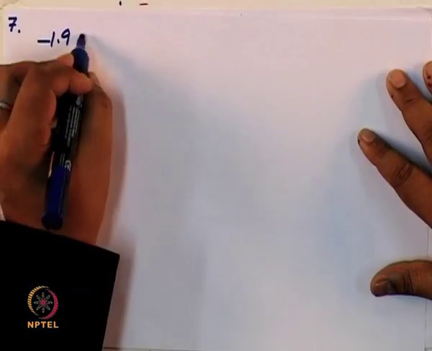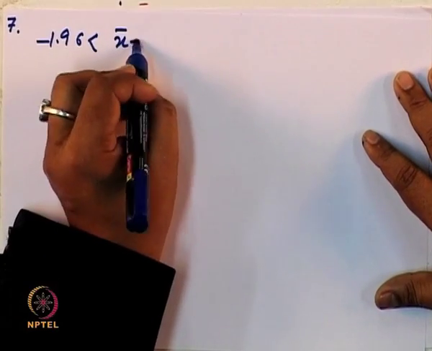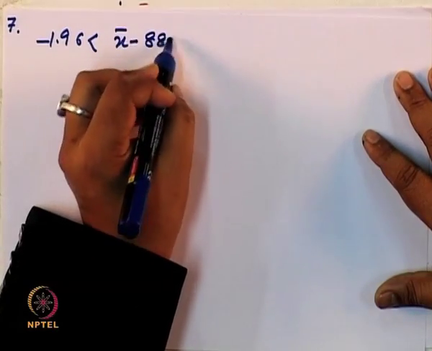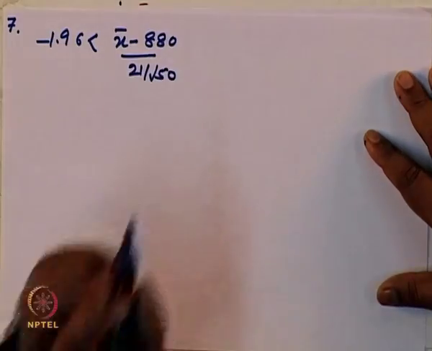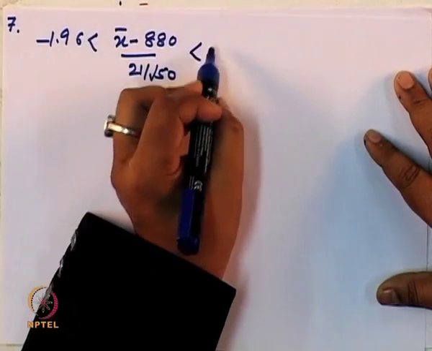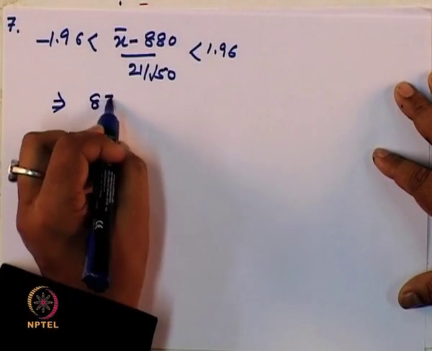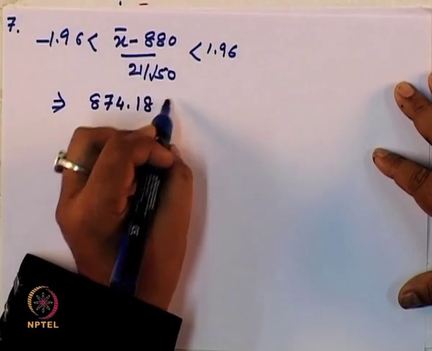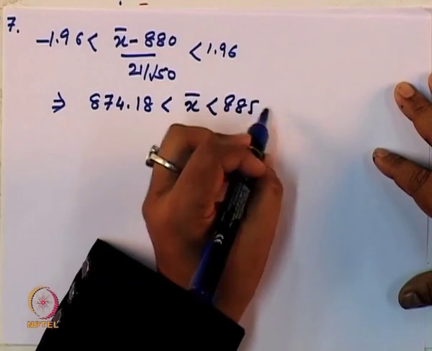So, if you plug in the values, you write down minus 1.96 less than x bar minus 880 by 21 by root 50 less than 1.96. If I plug in the values, I will get a range of 874.18 less than x bar less than 885.82.